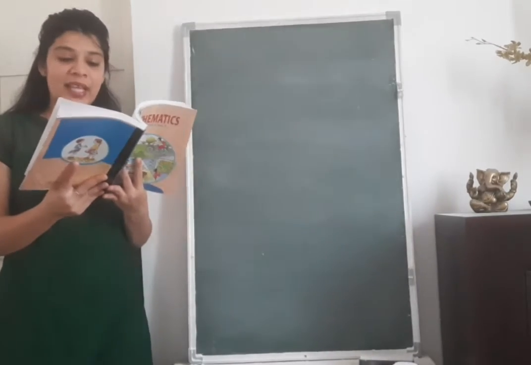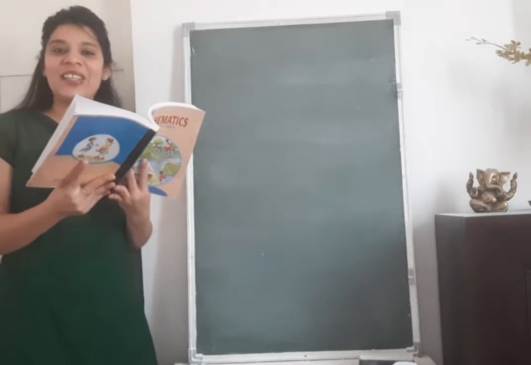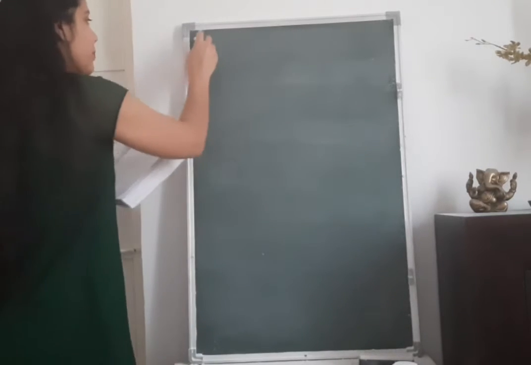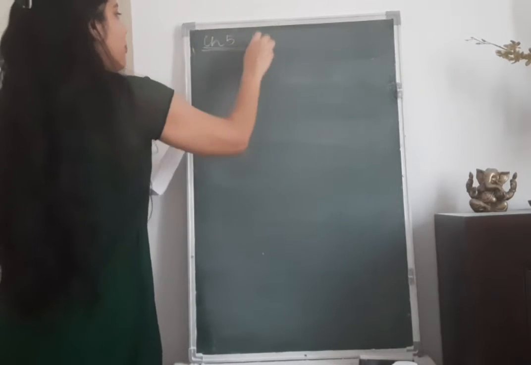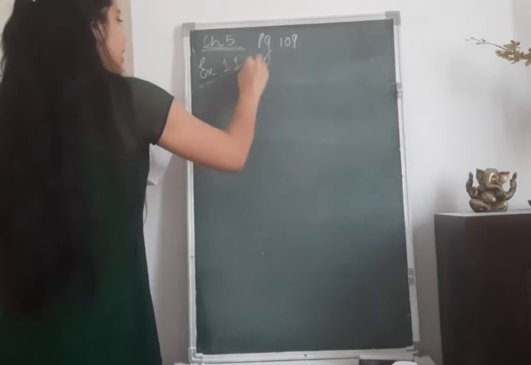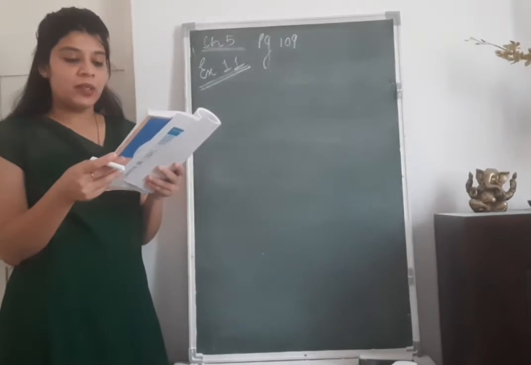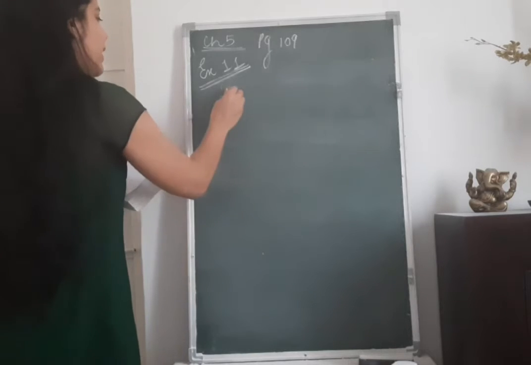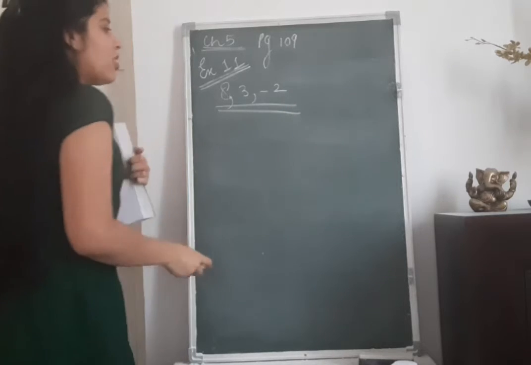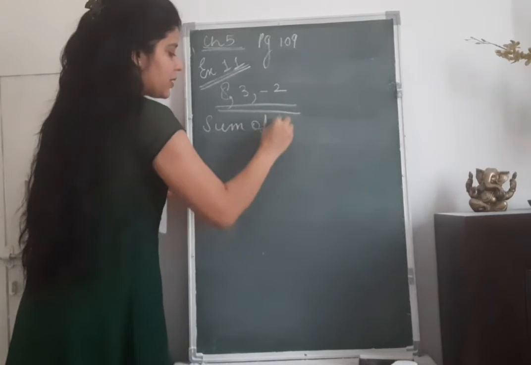So let's start with example 11 of chapter 5, arithmetic progression, class 10, NCERT textbook on page 109. Find the sum of the first 22 terms of the AP 8, 3, minus 2. So basically they are saying there is a series 8, 3, minus 2 and I have to find the sum of first 22 terms.